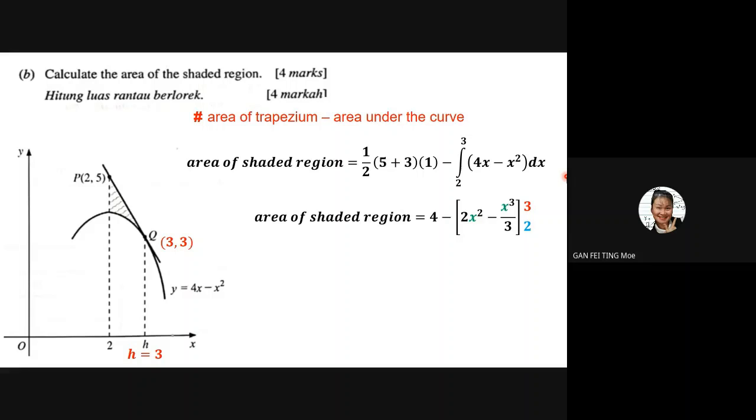So the next line, you integrate this. Now you evaluate this one, it becomes 4 minus, pay attention to this. Okay, 4x, you integrate to become 2x squared, that is 4x squared divided by 2, simplified, you get this. Minus x cubed divided by 3, with upper limit 3 and lower limit 2. Okay, fine. This one, you will get one mark, if your integration is correct.